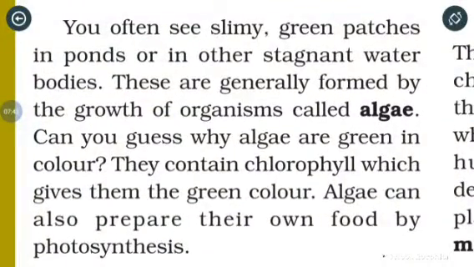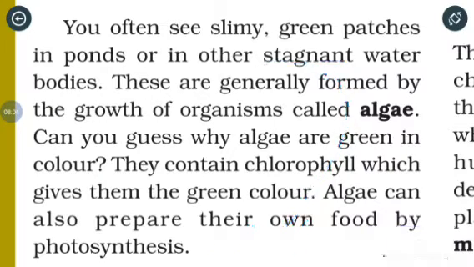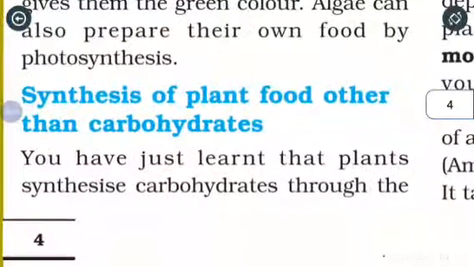You often see slimy green patches in ponds or in other stagnant water bodies. The word stagnant means still. They are generally formed by the growth of organisms called algae. You can guess which algae are green in color. They contain chlorophyll, which gives them the green color. Algae can also prepare their own food by photosynthesis.